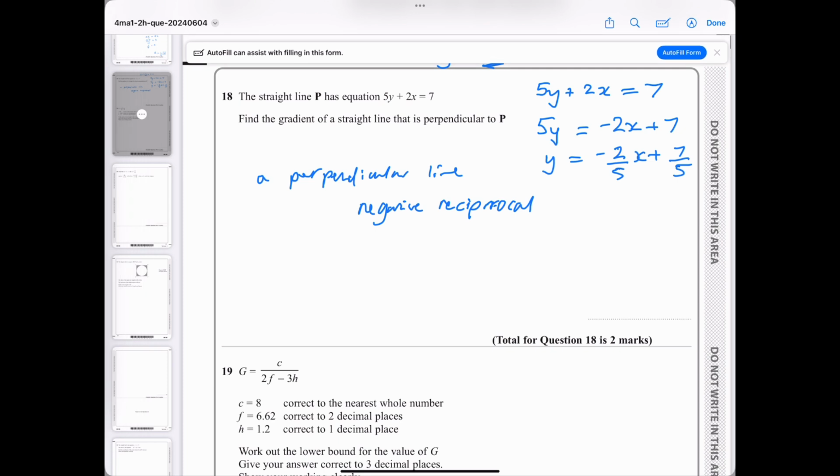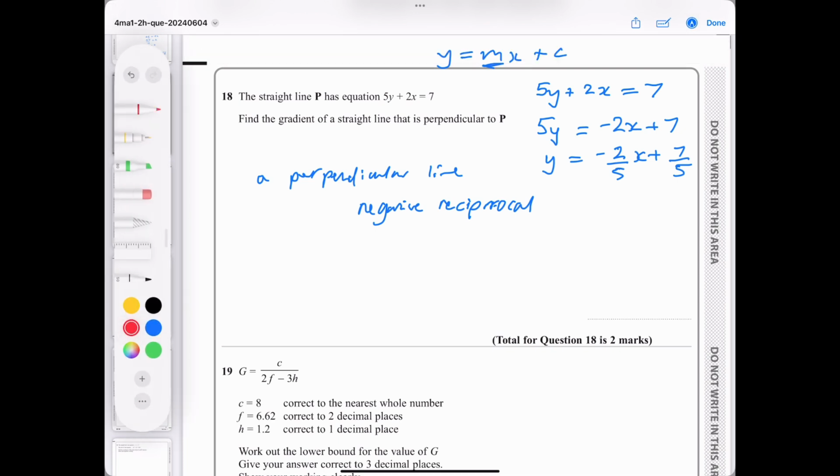So that is, let's have a little look. y equals 5 over 2, because we've negated it. And then you could add any constant, it doesn't really matter. That's your answer.